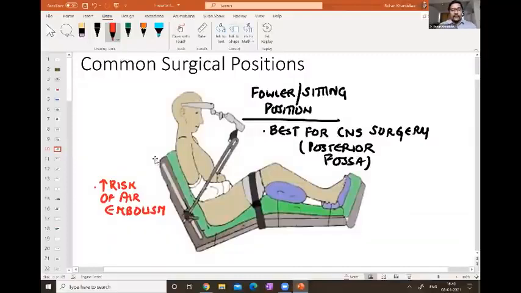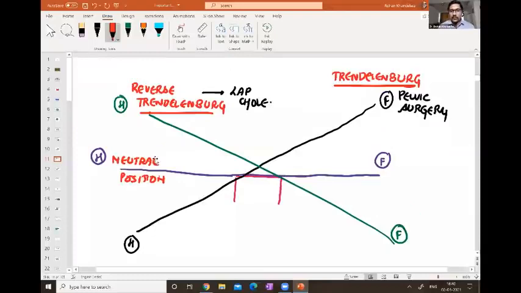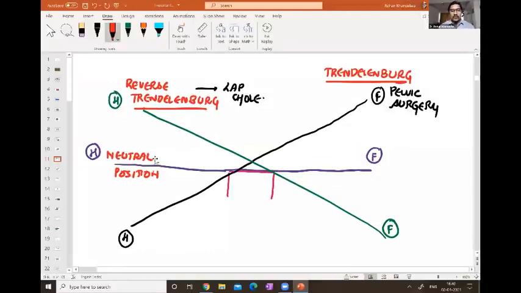You should know that if the OT table, the head end and the foot end are at the same level, that is known as the neutral position of the OT table. If the head end is raised and the foot end is low, that is known as reverse Trendelenburg position. And very importantly, this is used for lap cholecystectomy. This has been asked in the exam. Lap cholecystectomy, reverse Trendelenburg, and right side up is used. Trendelenburg position where the foot end is raised and the head end is low, is used for pelvic surgery.